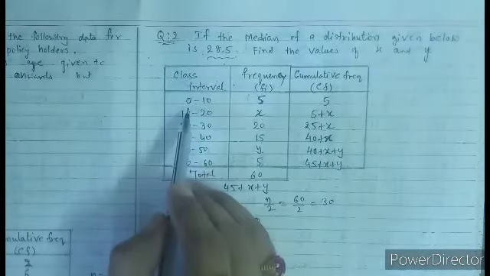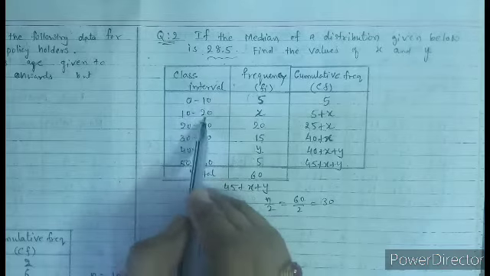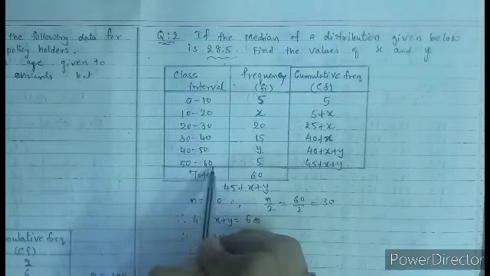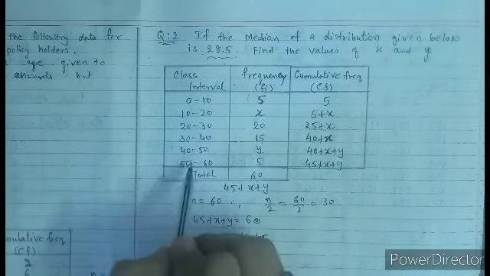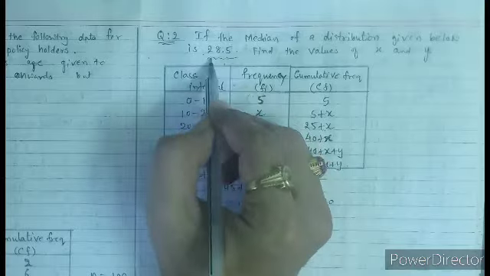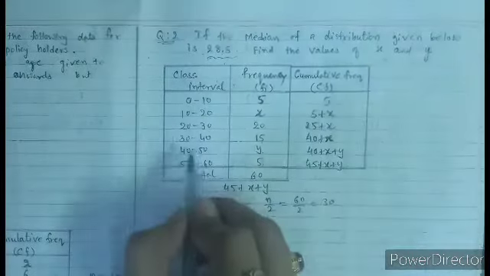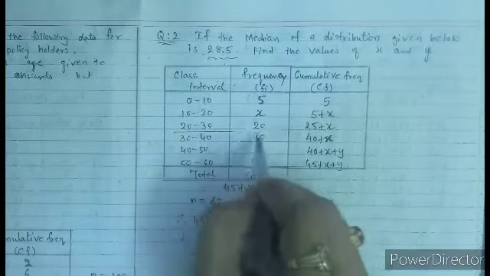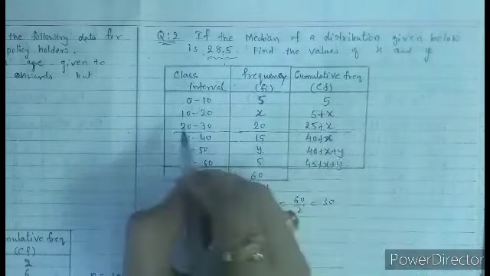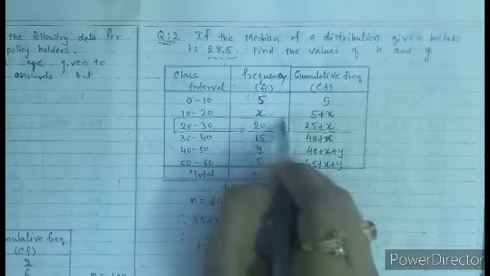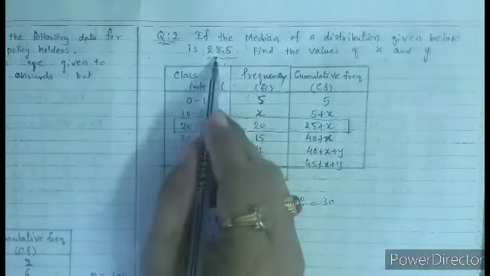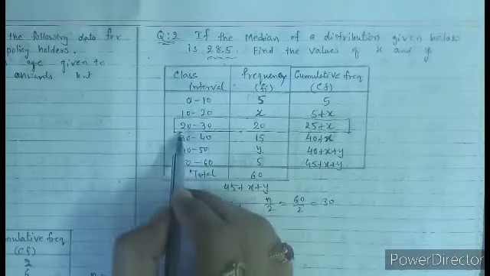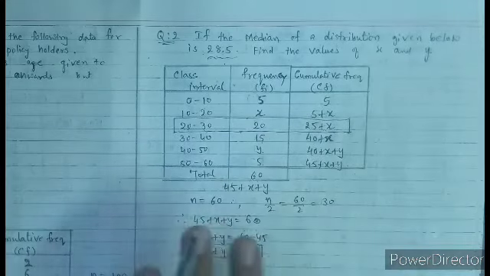See here, the class intervals are 0 to 10, 10 to 20, 20 to 30, 30 to 40, 40 to 50 and 50 to 60. Out of these class intervals, within which class interval does this median lie? As it is 28.5, it will be between 20 and 30. Therefore, the 20 to 30 class is the median class in this case. Once again, as the given median is 28.5, it lies between 20 and 30. Therefore 20 to 30 is the median class in this case.